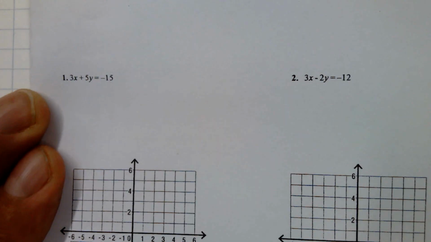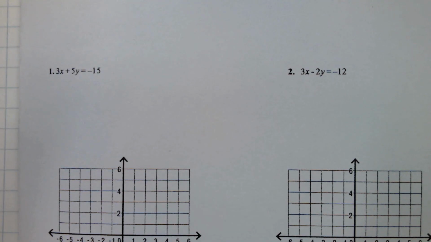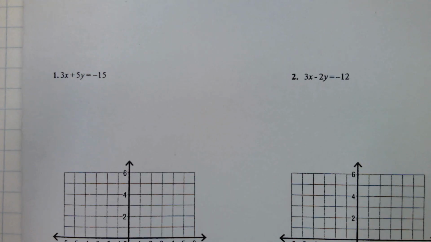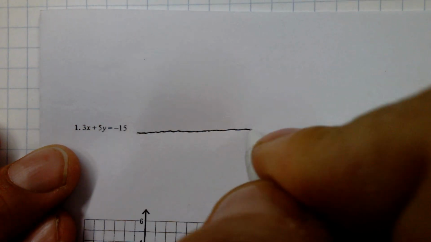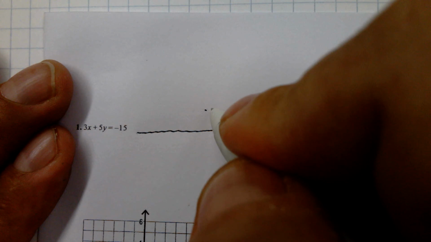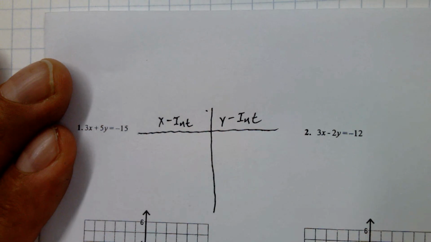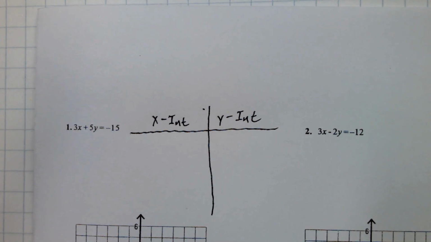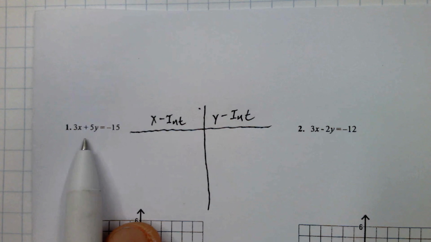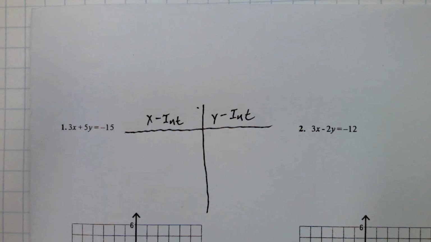All right. So let me grab a different color pen here. This one. Okay. So the way I like to do this is we'll make a quick little T-chart similar to what we had there. And our job is to find the x-intercept and y-intercept. Okay. And let's get started. So we're going to graph this equation. 3x plus 5y equals negative 15.